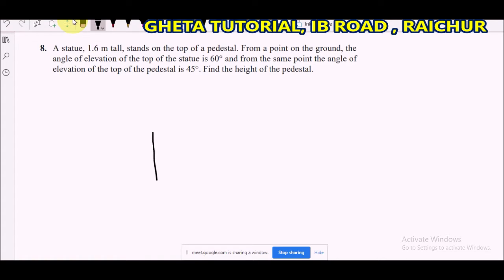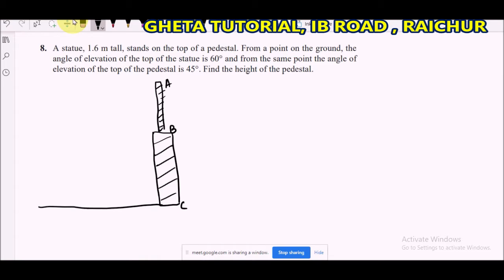So let us consider here is the pedestal. This is the pedestal. On the pedestal we have a statue. This is the statue. AB is the statue. BC is the pedestal, and this is the ground. So D is the point on the ground.